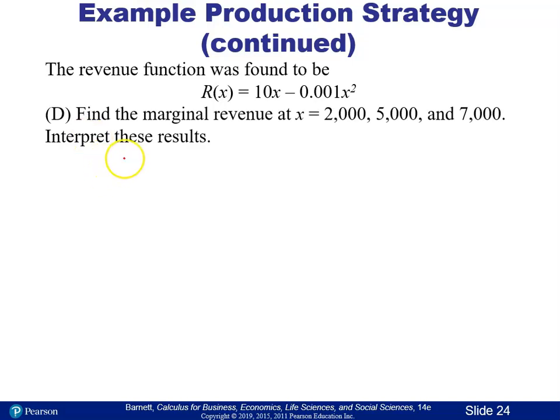Okay, so I want to find the marginal revenue at each of these different values here. Marginal means derivative, so I'm going to take the derivative, so that's going to be 10 minus 0.002x. I'm going to bring that 2 down and multiply it with the 1 that's already there. So that's my marginal revenue function. To find the marginal revenue at each one of these, I'm simply going to plug those into that function.